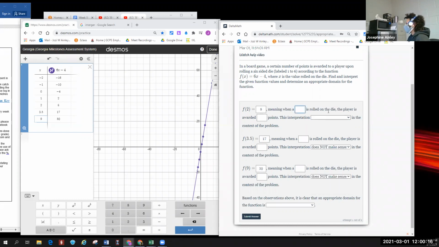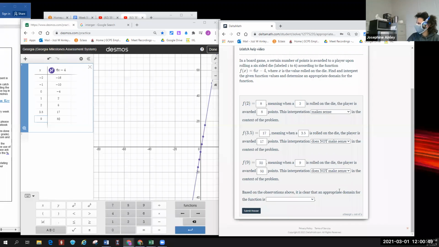All right, so now let me actually do the does-the-answer-make-sense part too. So what do we roll, right? The die is the x. When a 2 is rolled on the die, the player is awarded 8 points. Does that make sense? Yes. When a 3.5 is rolled on the die, which does not make sense, he's awarded 17 points. When a 9 is rolled on the die, he's awarded 50 points. And that does not make sense.